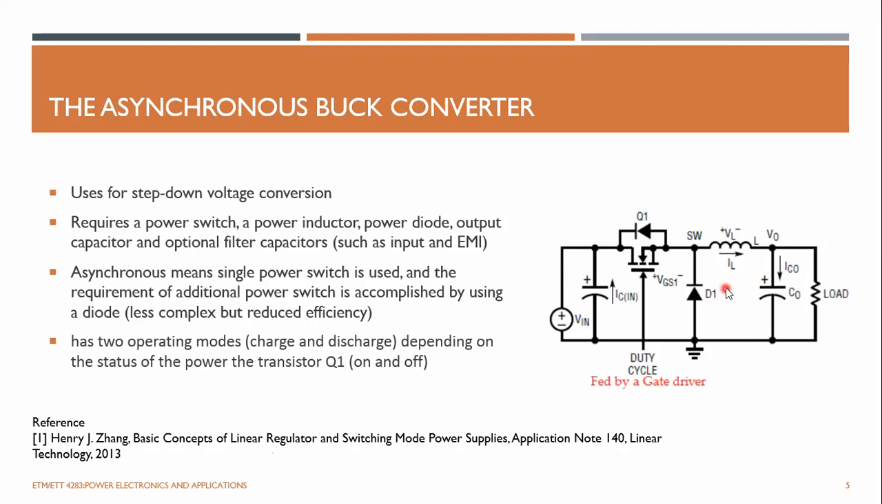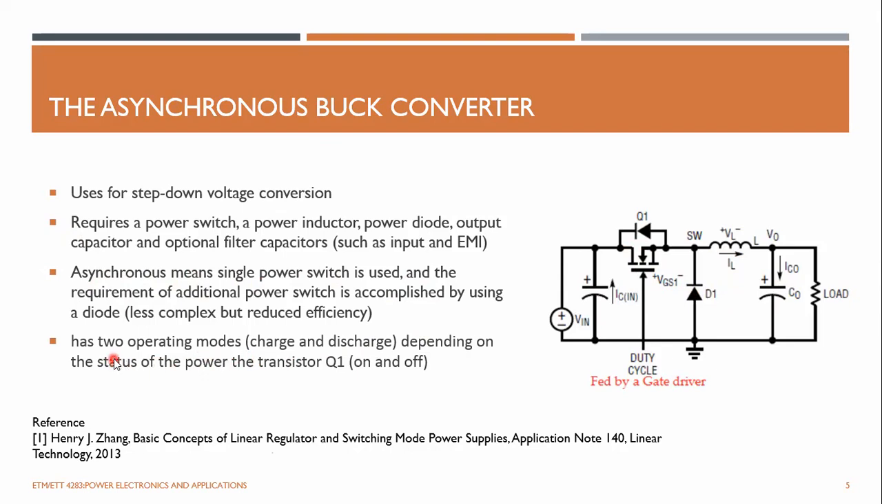So if you need to deal with a very simple design, you can just use a diode. That will reduce the complexity rather than going with two switches. Asynchronous means it only uses one single MOSFET. But in a synchronous buck converter, you have two switches. These switches are controlled synchronously. That's why they're called synchronous buck converters when you have two switches. But asynchronous means you only have one single switch, and the requirement of the other switch is accomplished by using this freewheeling diode.